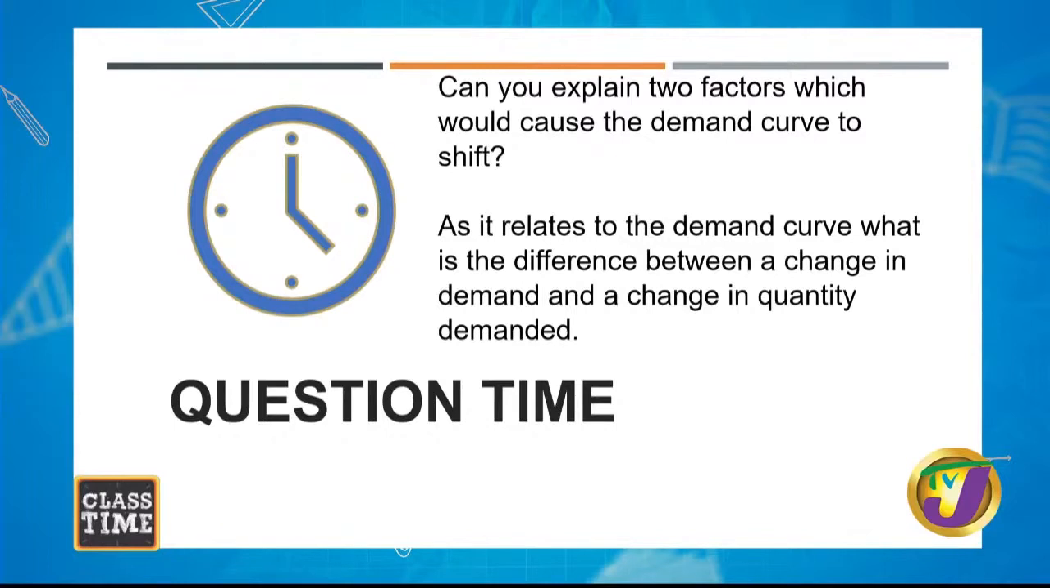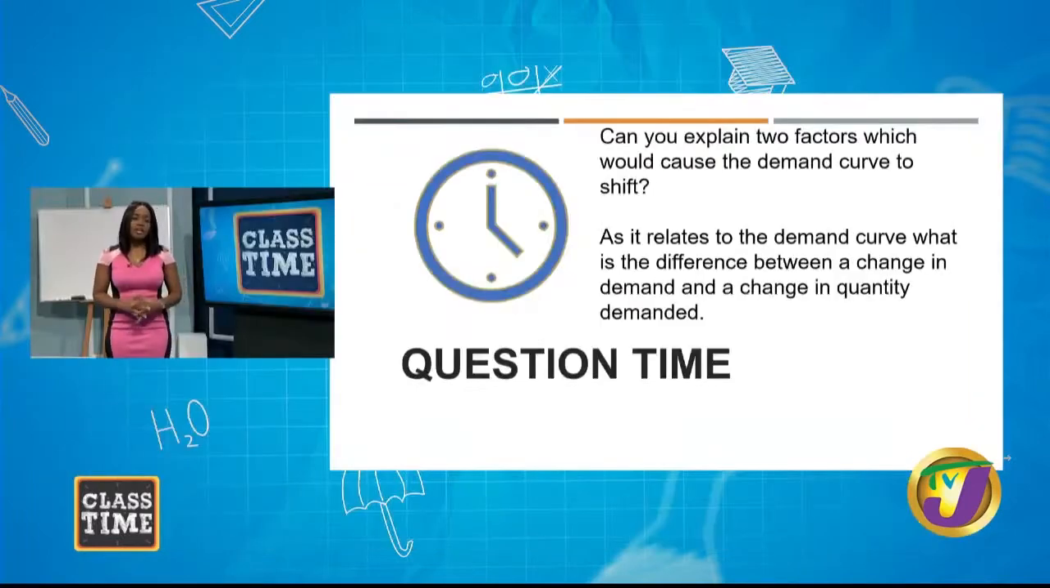Now, if you mention 2 factors which would cause the demand curve to shift and they are non-price factors, if you never say price, you're right. So if you said something like income or advertising or change in tastes and preferences, you are correct. Those factors would cause the demand curve to shift. Now, what is the difference between the change in demand and the change in quantity demanded? If you said that the change in demand refers to a shift of the demand curve, then you are also correct. And if you said that the change in quantity demanded means that there has been a change in price and a movement along the demand curve, then you're also correct. So well done.